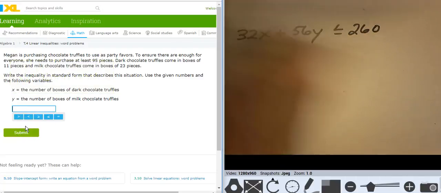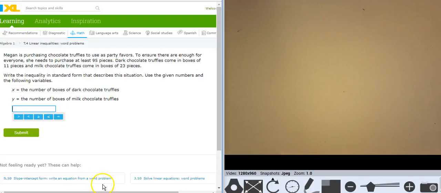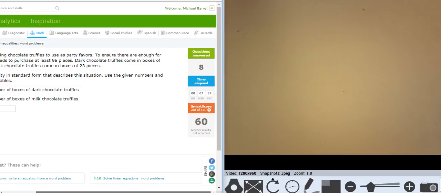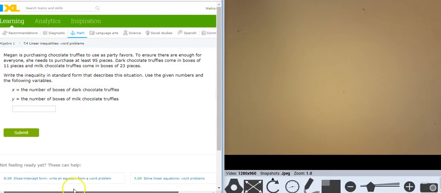Good work. What's my SmartScore? Yeah, I'm up at 60. 7 minutes and I'm up to a 60.